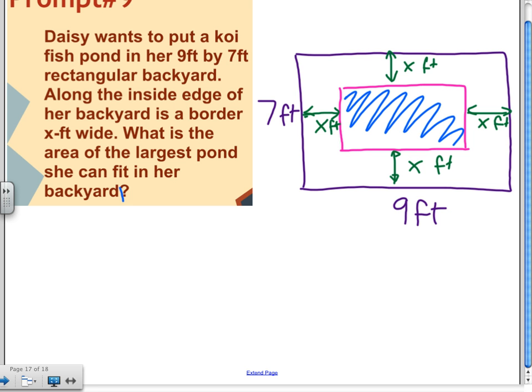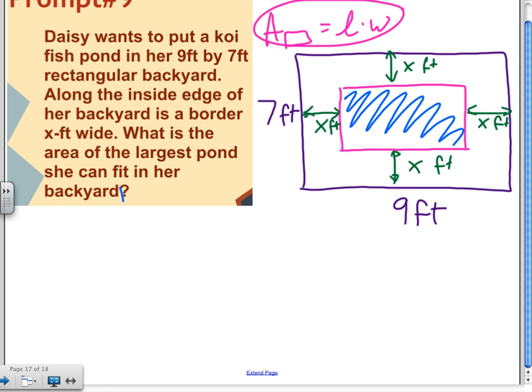Okay, what is it again? Length times width. Okay, so I'm going to write that the area of any rectangle is basically length times width. So my question now is, wait a minute. If I want to find the area of the rectangle inside, which is the pond, I need to find the length and width of that pond.